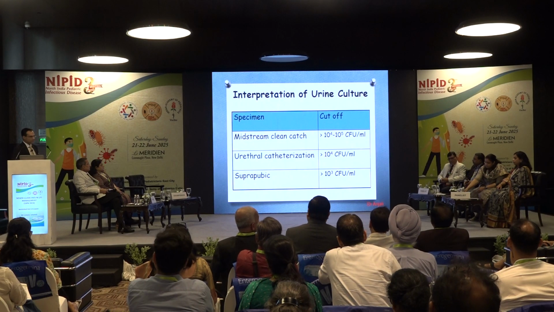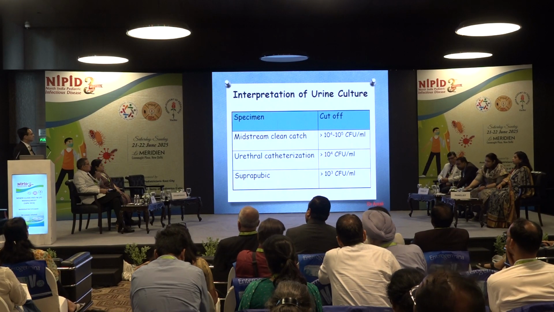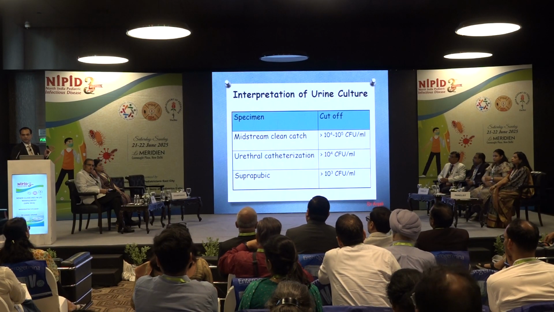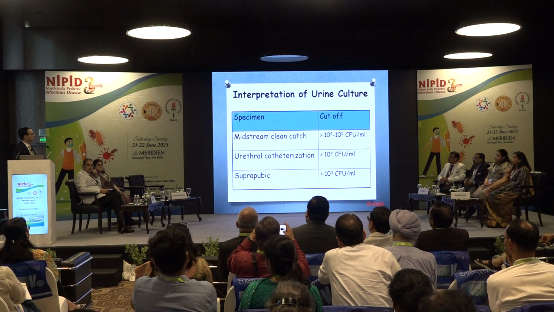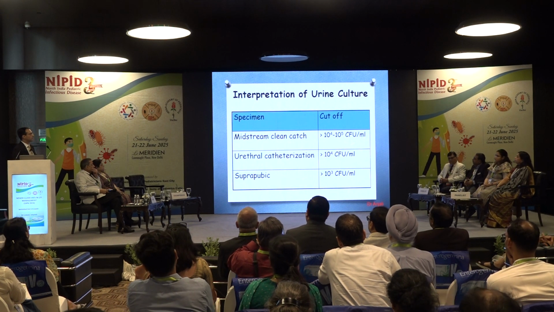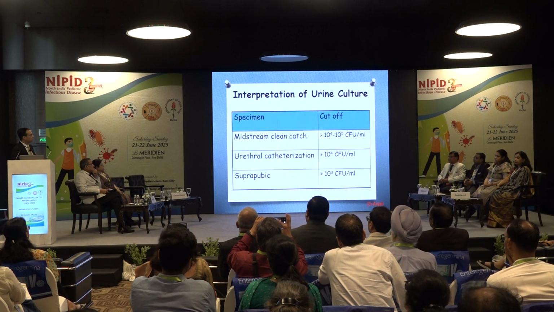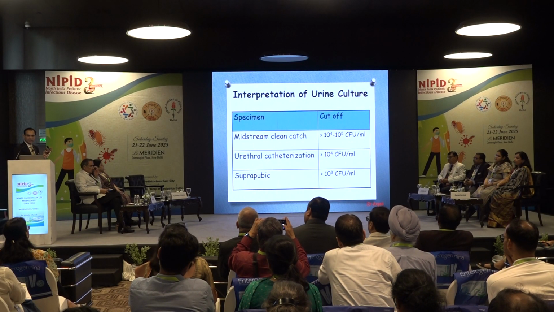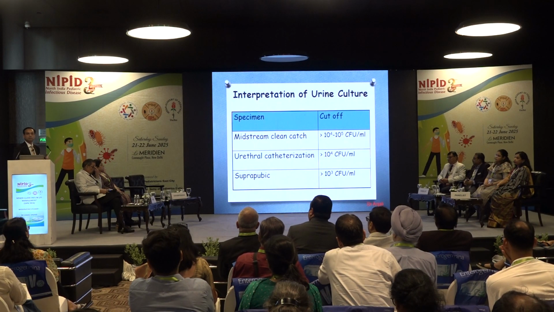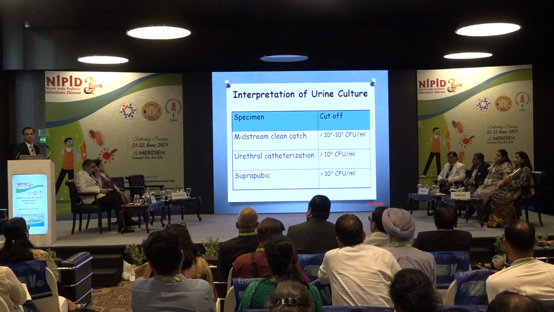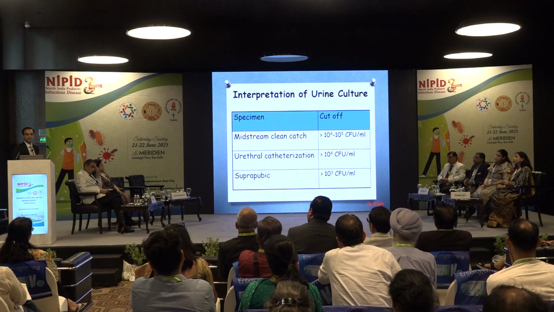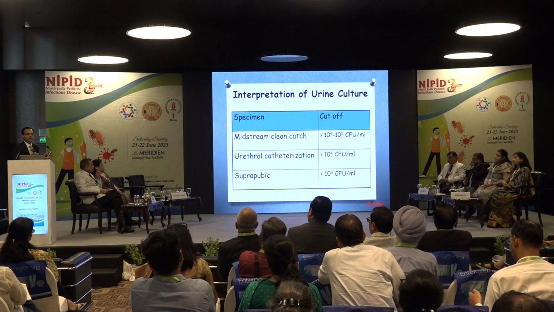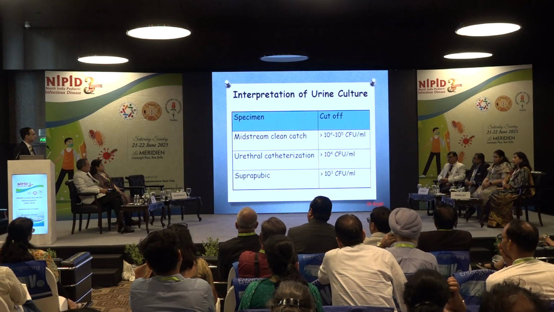Fine, so a few points for the pediatricians. As to what has changed from the last guideline, which was published in 2011, almost 12 years back, the midstream clean catch sample used to be 10 power 5. Now it is more than 10 power 4 to 10 power 5. The colony count has slightly been reduced because there were chances that you may miss around 5 to 10% of UTIs in those children, especially when they are voiding more often or when it's a newborn, when you do not get enough time for the urine to stay inside the bladder.